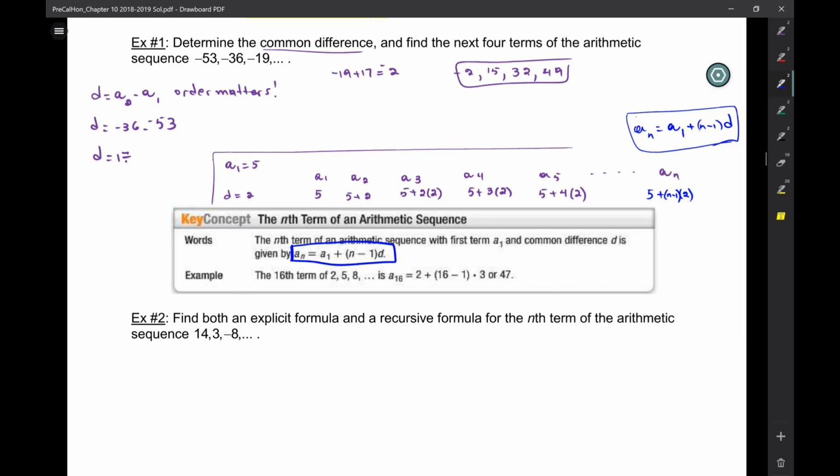Now, what would happen if we labeled this A0? And then this was A1, A2, A3, A4. How would the formula be modified? Plus N times D, right? Then it would be AN equals A0 plus ND. We're going to use that later. Okay? All right.